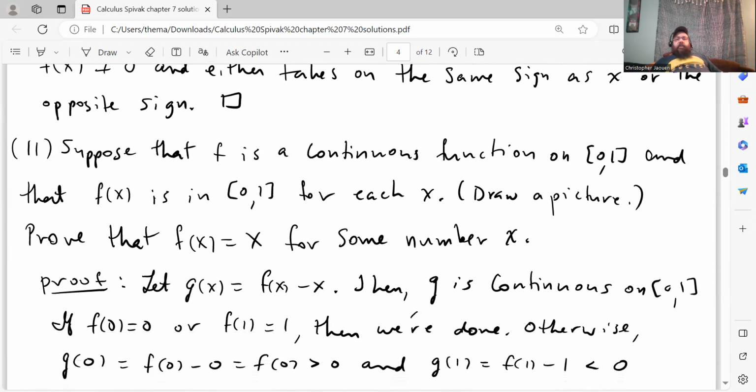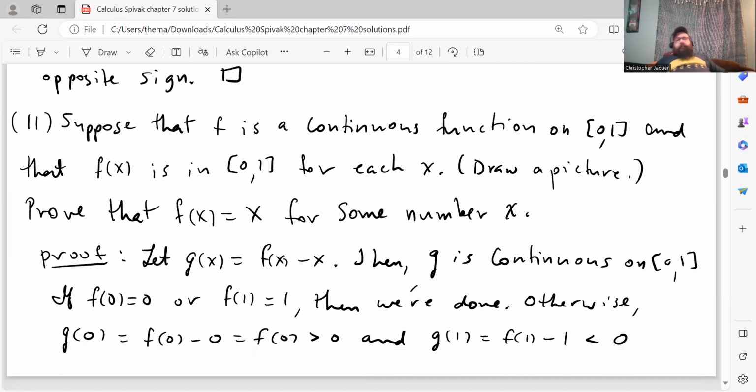All right, question 11. Suppose that f is a continuous function on the closed interval from 0 to 1, and that f of x is in the closed interval from 0 to 1 for each x. He says draw a picture. I didn't draw the picture here, but he actually has a picture of it in the book, on the side of the page. So if you have the book, you can look at it, but I didn't draw it here. Prove that f of x equals x for some number x.